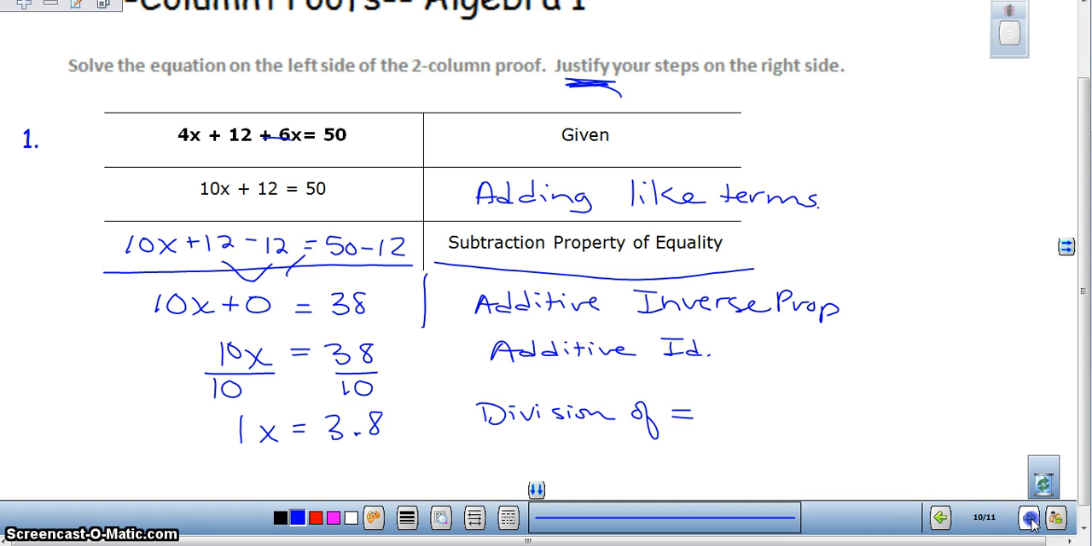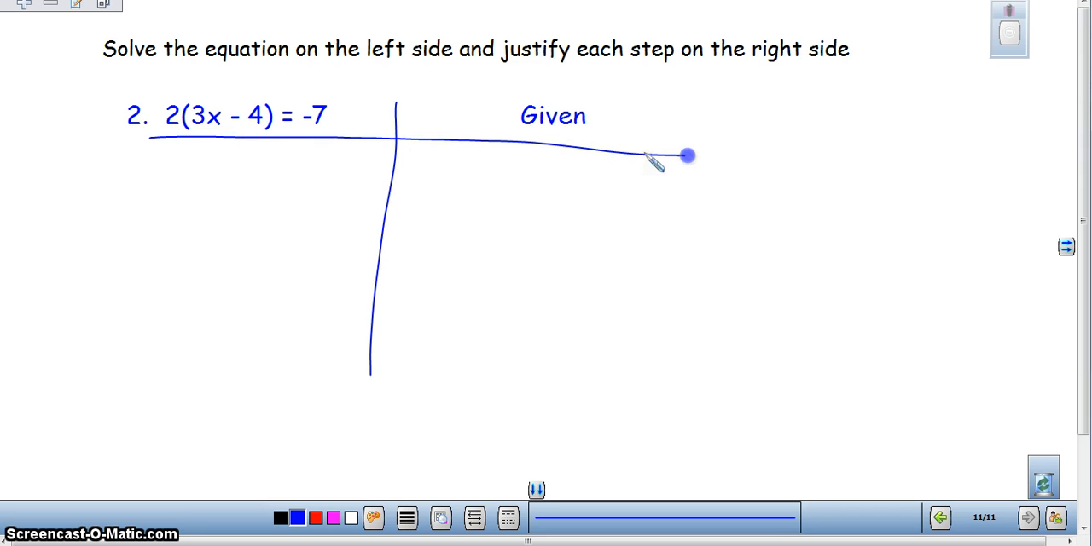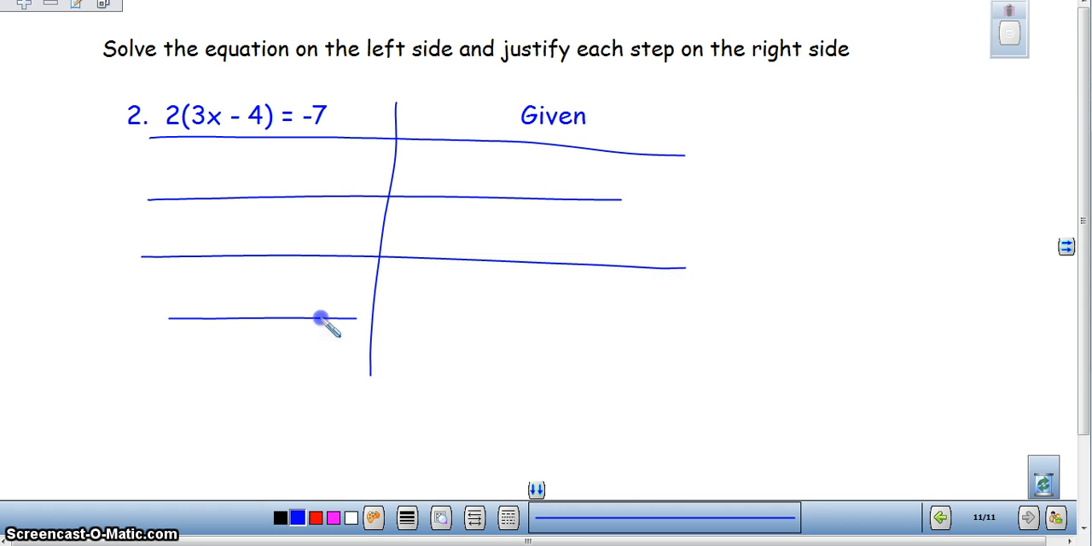I'm going to show you one more, the given, and I want you to think about how we're solving this. Try and come up with as many steps as you can. When I did this one, I got quite a few.